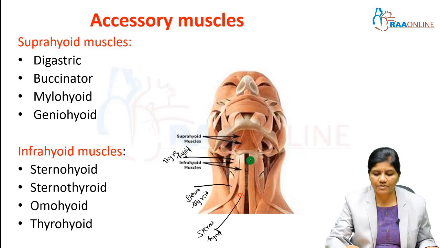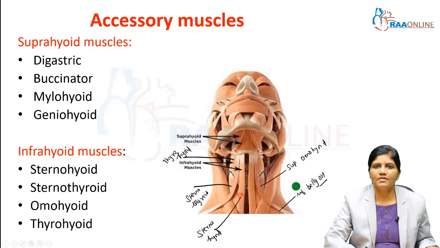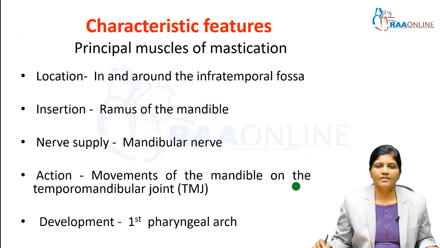As well as we can appreciate this long muscle. This is the superior belly of omohyoid. And this is the inferior belly of omohyoid. So these are the accessory muscles. Today we are going to discuss the principal muscles of mastication only. Let's see the characteristic features of principal muscles of mastication.